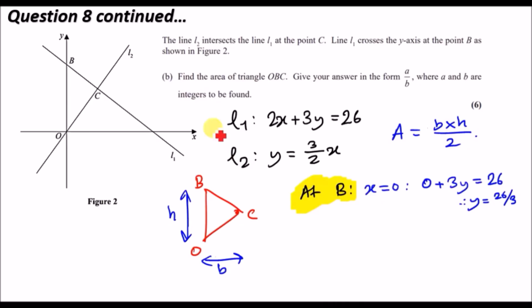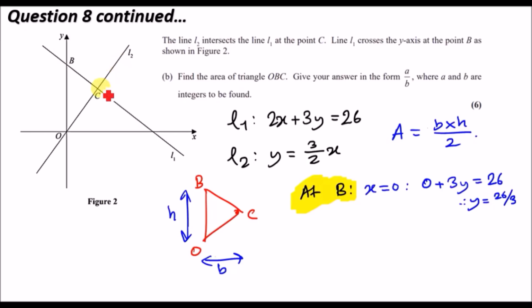So for B, I pretty much said, okay, at B, we can use the line L1. And since it hits the y-axis, this means that the x coordinate must be 0. So plug in x equals 0 into the L1 equation. We're going to get literally just 3y equals 26. And you're done. Just divide it by 3 and you get 26 over 3. So that is our y coordinate.